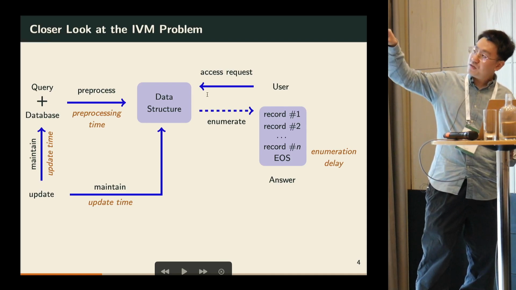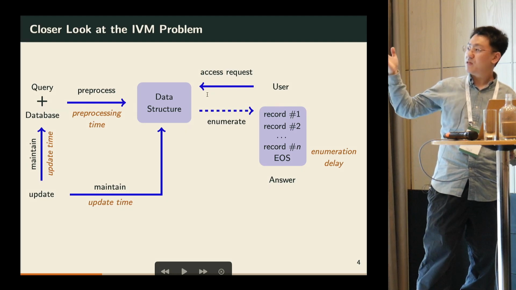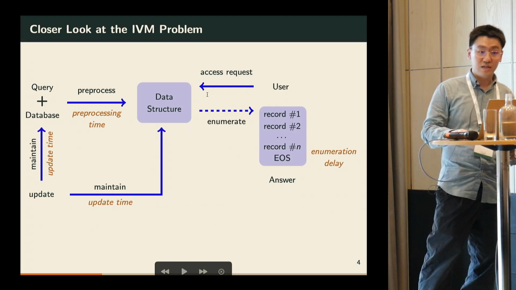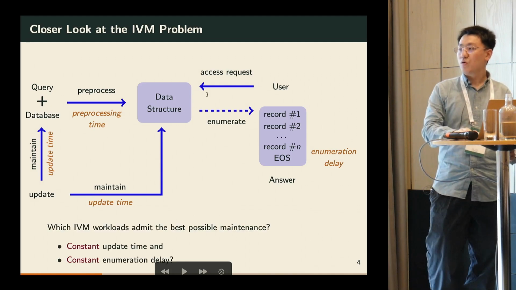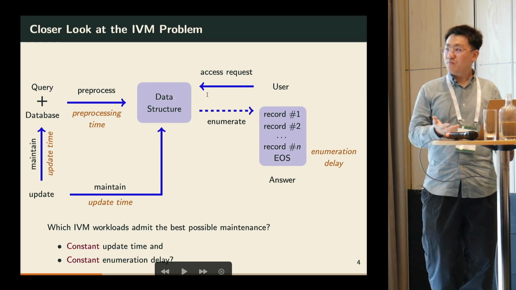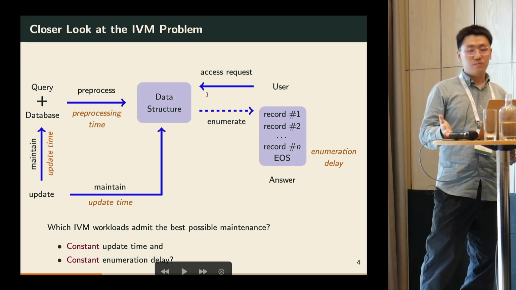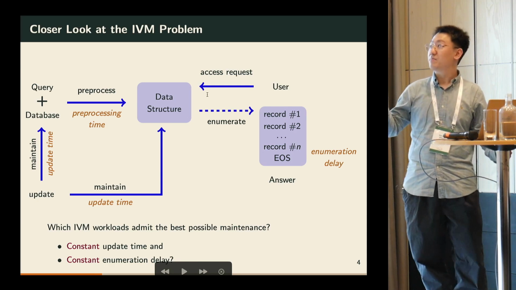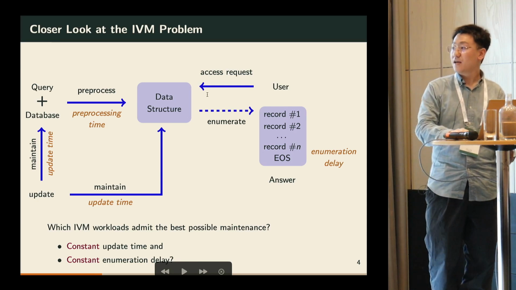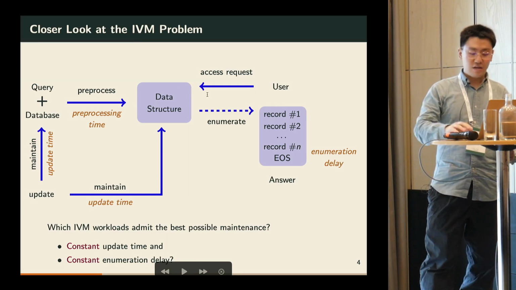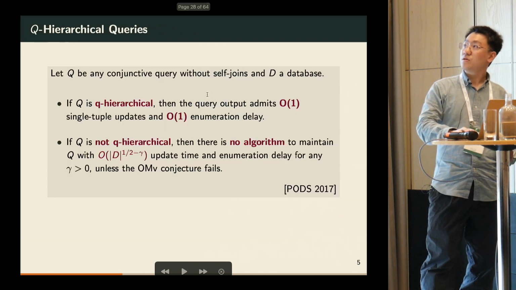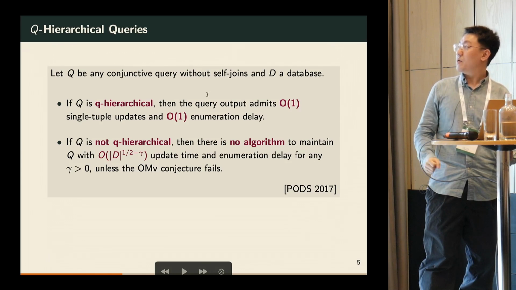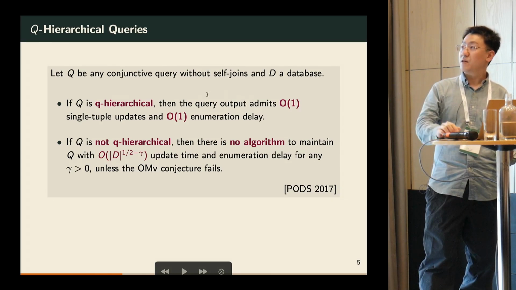So we are interested in these three times: pre-processing time, update time, and enumeration delay, especially the update time and enumeration delay. And we want to know which IVM workloads admit the best possible maintenance. Best possible maintenance here means constant update time and constant enumeration delay, and how we can achieve them. This question is already answered in the paper in PODS 2017.